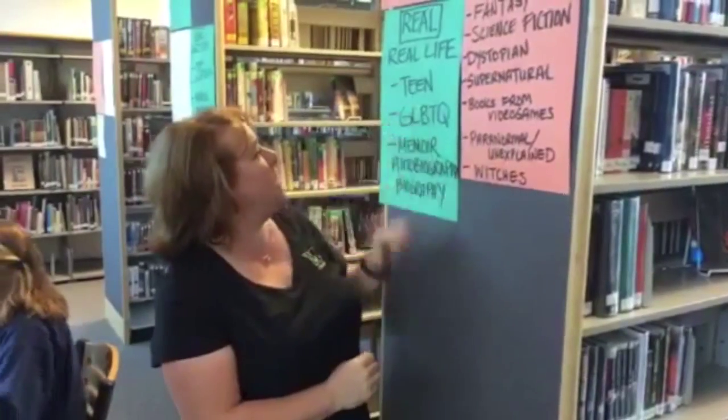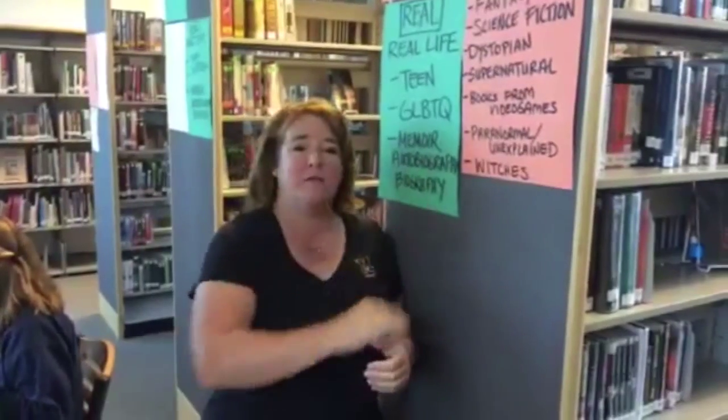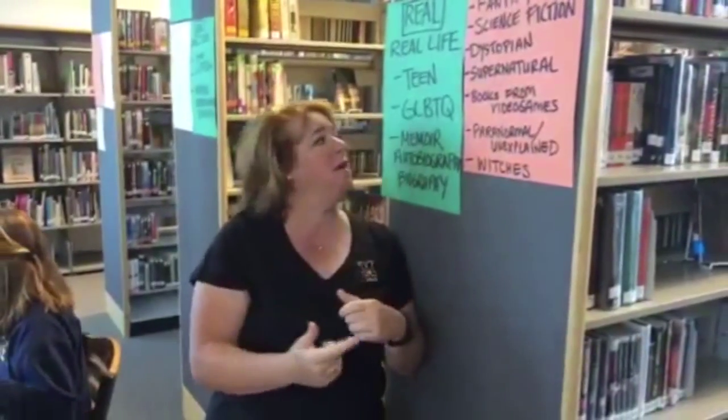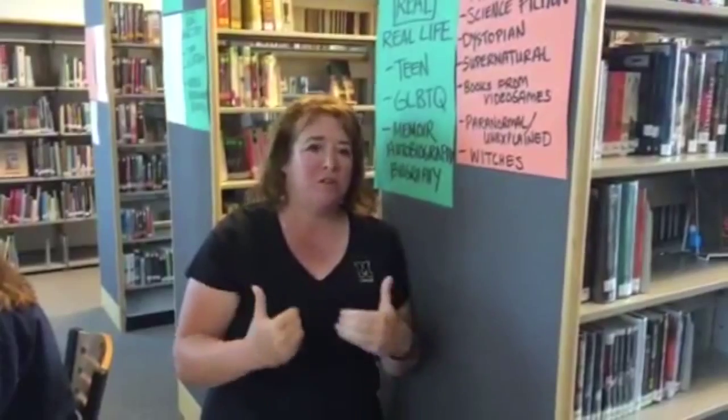The teen literature, we have all our GLBTQ books here. We also have our memoirs and autobiographies. So if Caitlyn Jenner, formerly Bruce Jenner, writes a book, it's going to be over here. It's dark blue if it's about Bruce Jenner, Caitlyn Jenner, or it's going to be light blue if it's her story herself.